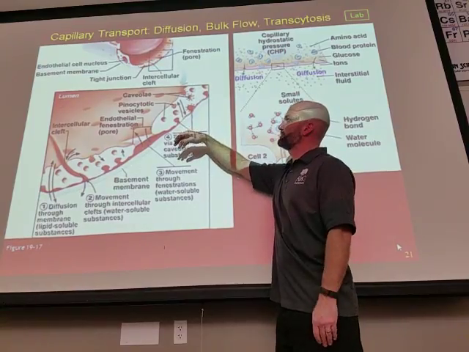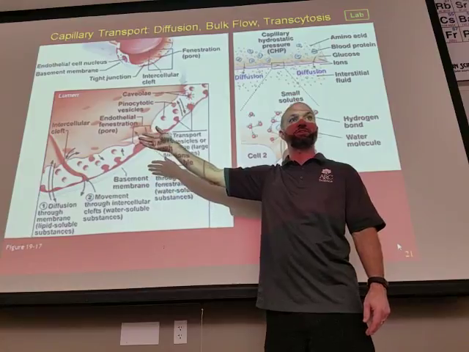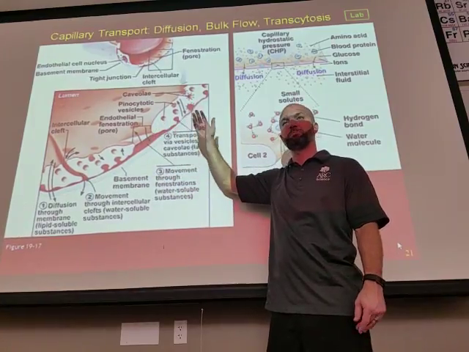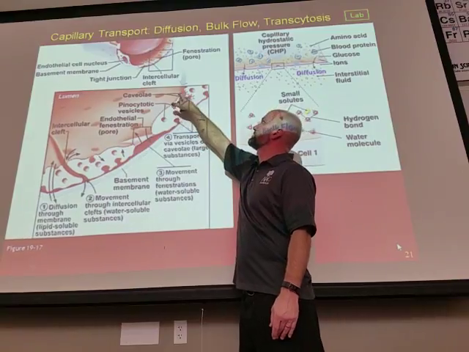If you're too big to get between the cells or through the pores, like a big protein like insulin, for example, and let's say we're dealing with a continuous capillary, not fenestrated, right? So continuous, typical protein can't get through. Well, then you're going to have to use transcytosis.